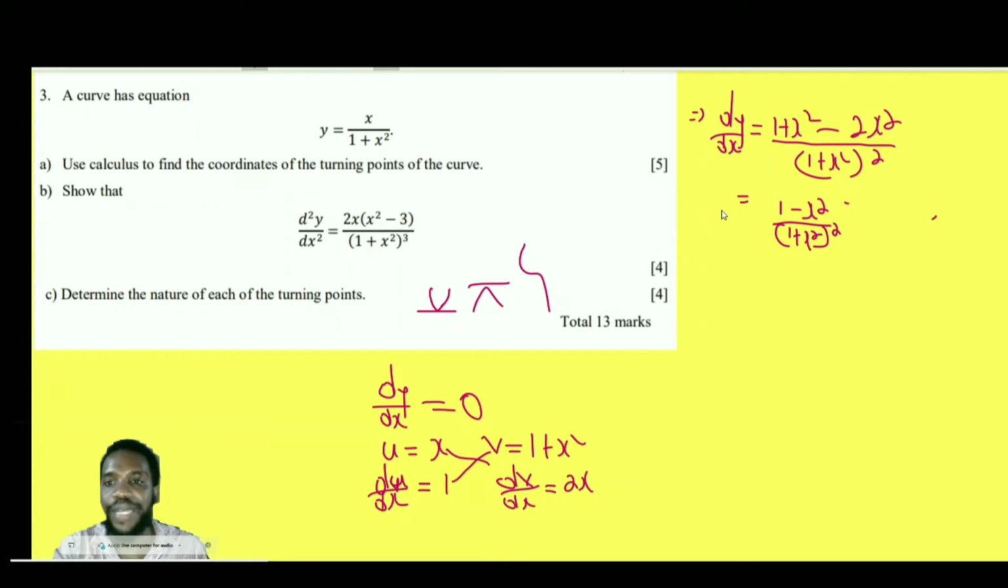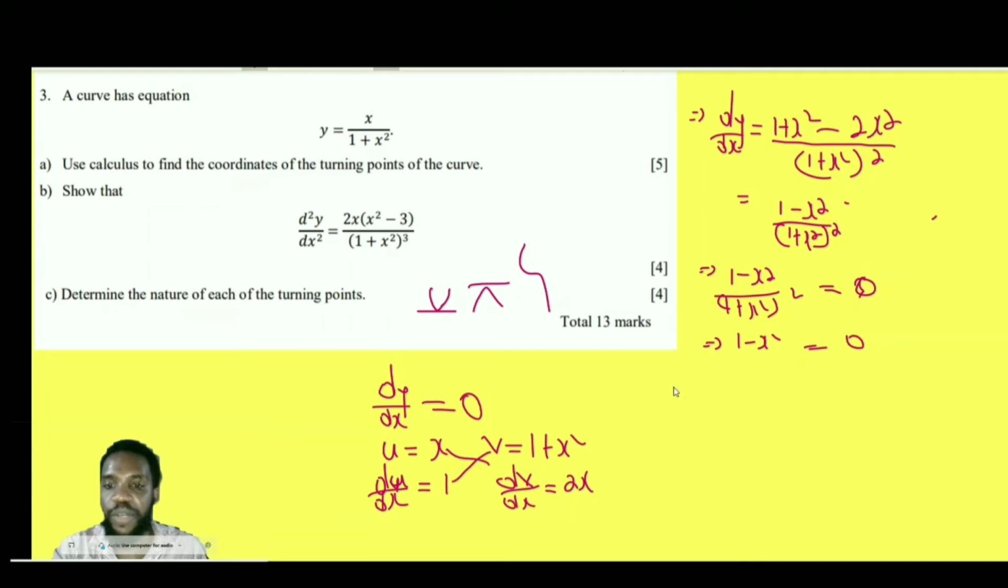The concept is what happens at the turning point, or at the stationary point, or the critical point. They all mean the same thing. The gradient is 0. So I'm going to have 1 minus x squared over 1 plus x squared all squared equal to 0. Now, of course, I'm going to have to multiply both sides by the denominator to get rid of the fraction, which means that on the left, this will cancel out. On the right, 0 times anything is 0. So this implies that 1 minus x squared is equal to 0.